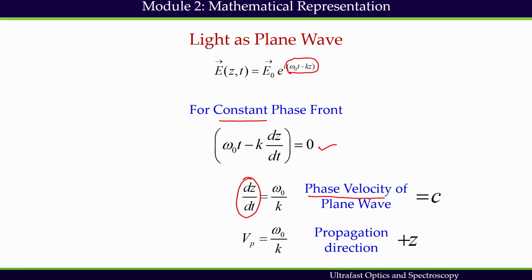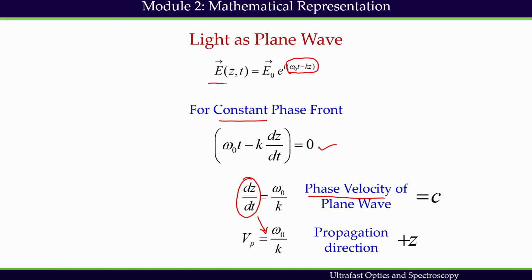Thus, phase velocity of a plane wave is defined as the velocity with which the constant phase front of a plane wave travels. This equation represents a positive value. Look at this positive value here, which suggests that the direction of the velocity is along positive z direction.